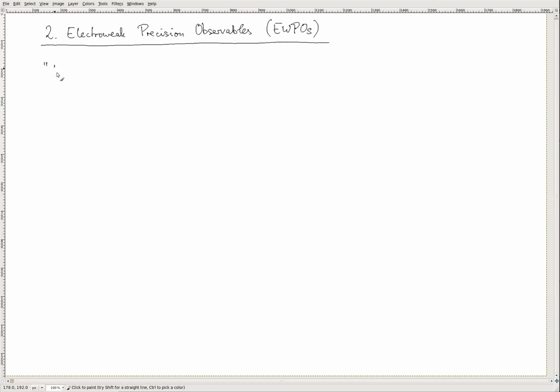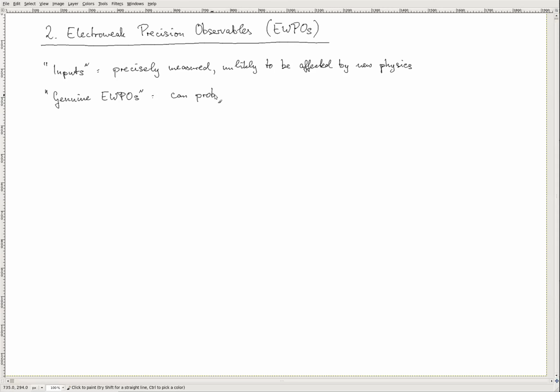It's, however, customary to separate them into two groups. One group, which I may call inputs. These are even more precisely measured quantities. But what's even more important is that they are unlikely to be affected by new physics. And then there's another group, which I may call the genuine electroweak precision observables. And these are the ones you will oftentimes see listed in some presentations about them. And they are quantities that actually can probe new physics. And this is where we want to get with this whole discussion in the end.